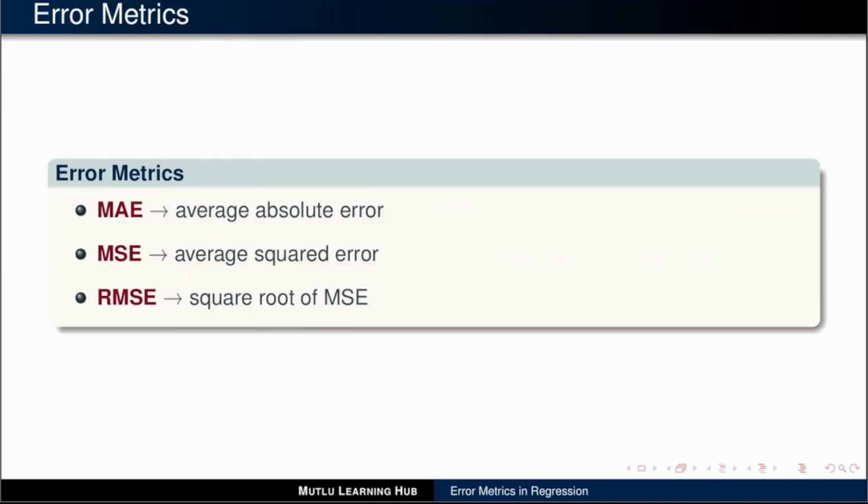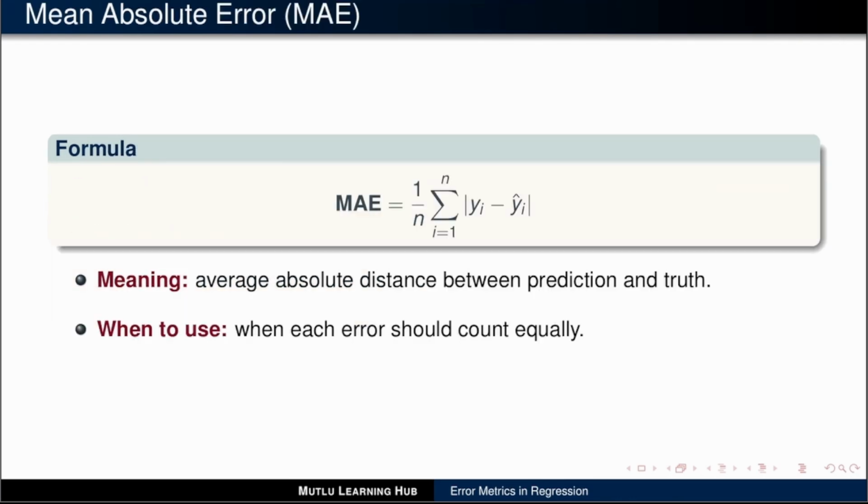There are three main error metrics: mean absolute error, mean squared error, and root mean squared error. Mean absolute error is the simplest. It measures how far off we are on average. Let's look at the formula. Here n is the number of points, yi is the actual value, and yi hat is the predicted value, and this is the error. So mean absolute error measures the average absolute distance between prediction and the actual value. You can use it when each error should count equally.